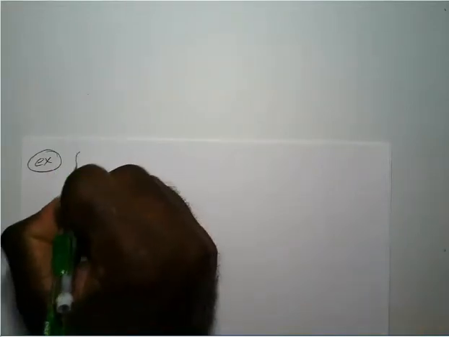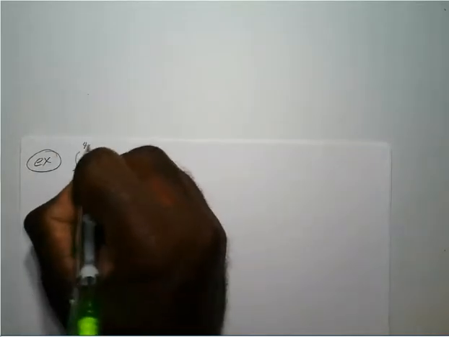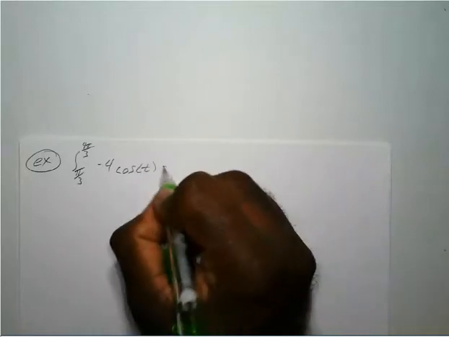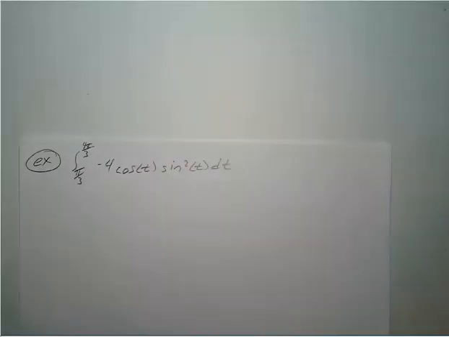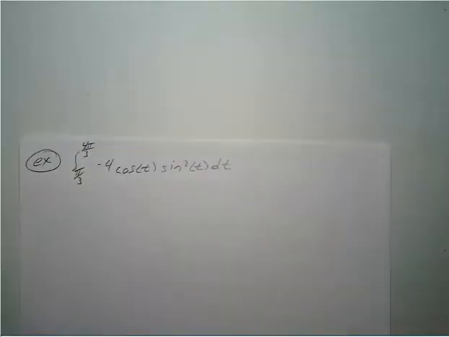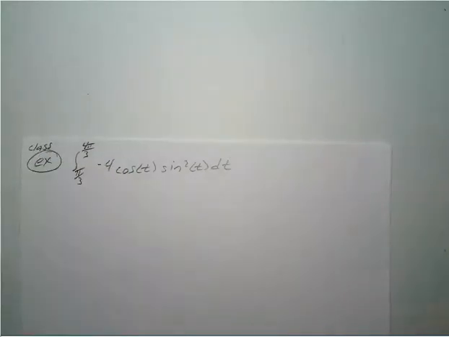Okay, so what if you have the integral from pi over 3 to 4 pi over 3 of -4 cosine of t sine squared of t with respect to t. So let me clean up that pi a little bit. This should be 4 pi over 3. All right. So what I want you to do is go ahead and press pause and try to solve this one on your own.